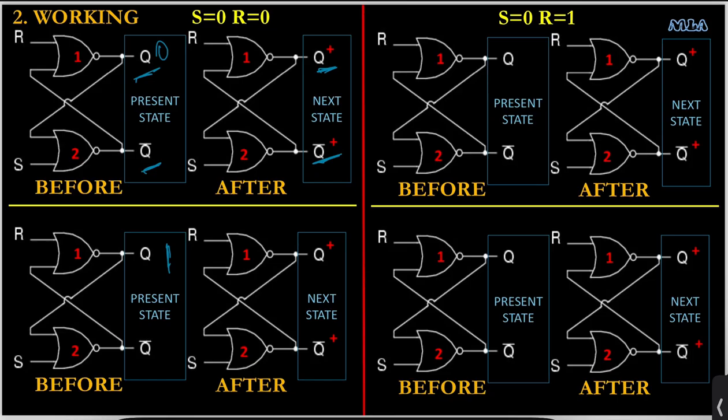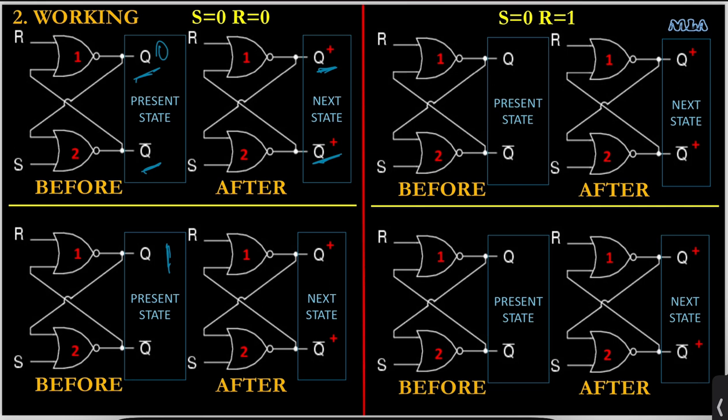Okay, and Q plus and Q bar plus correspond to the value of Q and Q bar which we have found after evaluating by applying the value of S and R. So this value of Q plus and Q bar plus, we also call it the next state, and the value of Q and Q bar, what we are going to consider before we apply S and R, we call that the present state.